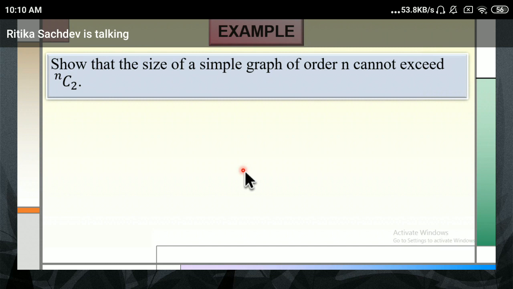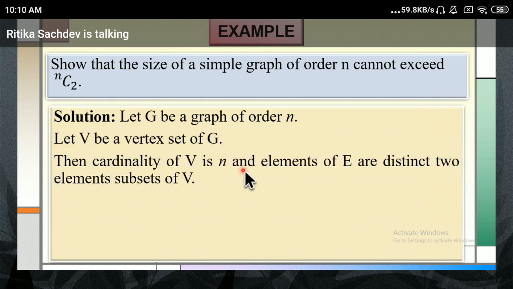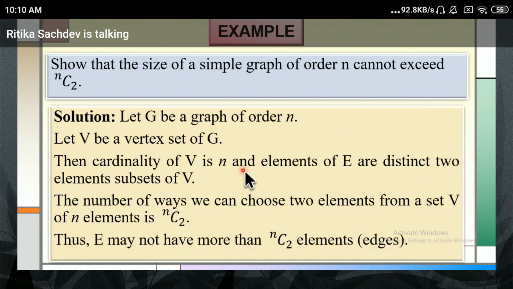So now my choice for drawing an edge is NC2, where n is the number of vertices, and we are picking any two at a time. And that is what it says. Let G be a graph of order n, and let V be a vertex set of G. Then the cardinality of V is n, and the elements of E are distinct two element subsets of V. You can choose two elements from a set V of n elements in NC2 ways. Thus, E may not have more than NC2 elements.